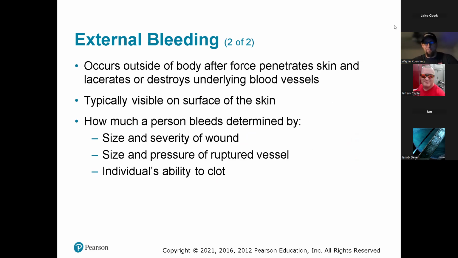External bleeding happens when something penetrates the skin and/or musculature and destroys or damages underlying blood vessels. It's typically visible on the surface of the skin. Obviously, how much a person bleeds is going to be determined by the size of the wound, how deep it goes, and the individual's ability to develop a clot. All of your anticoagulated patients who take Eliquis or Plavix, Plavix is a good one, they don't clot worth a darn because Plavix is a really, really potent platelet aggregate inhibitor.